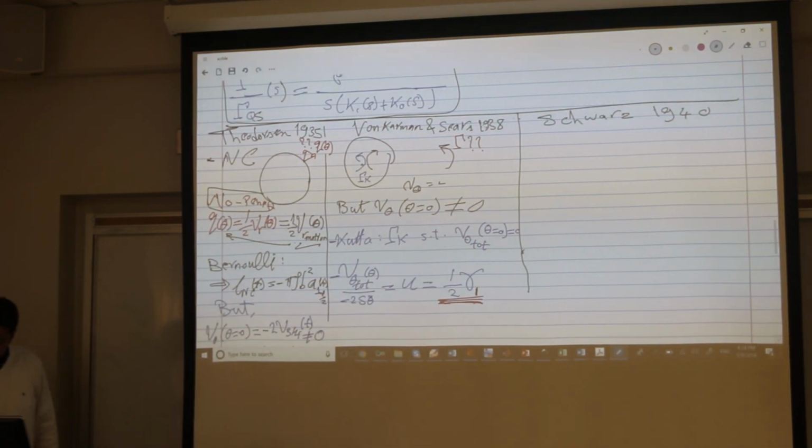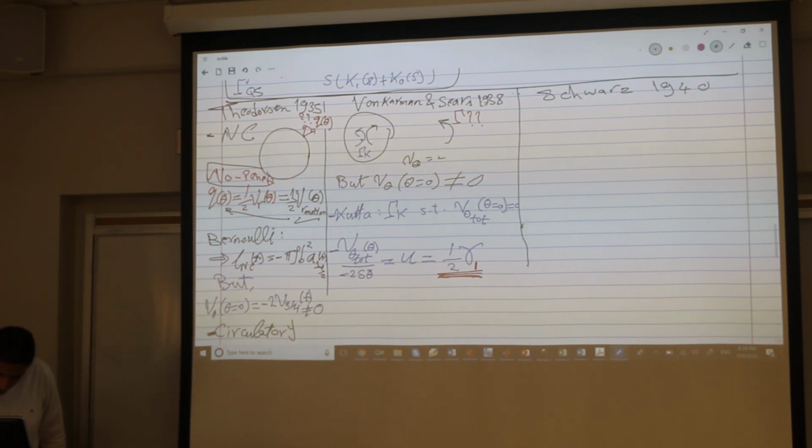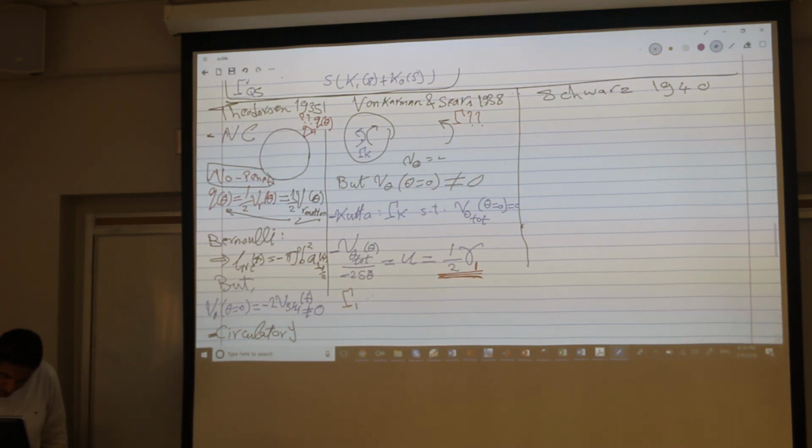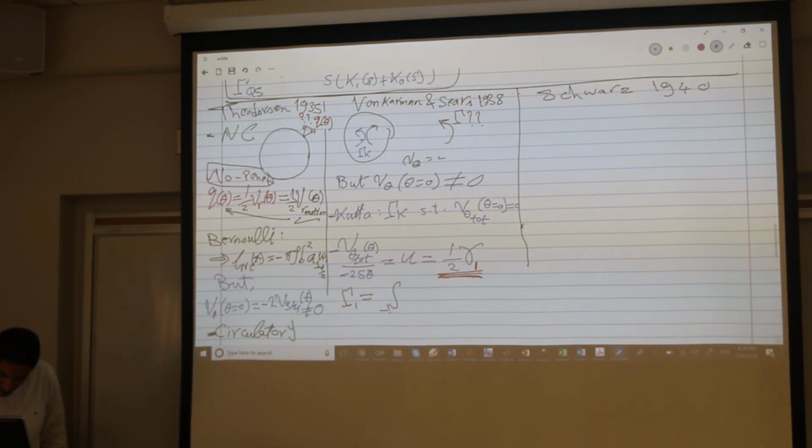Okay? And then in particular, we can get its gamma 1, which is the integral of negative b to b gamma 1 of x dx, right? So this is the total bound circulation on the airfoil due to wake. Bound circulation due to wake, right?